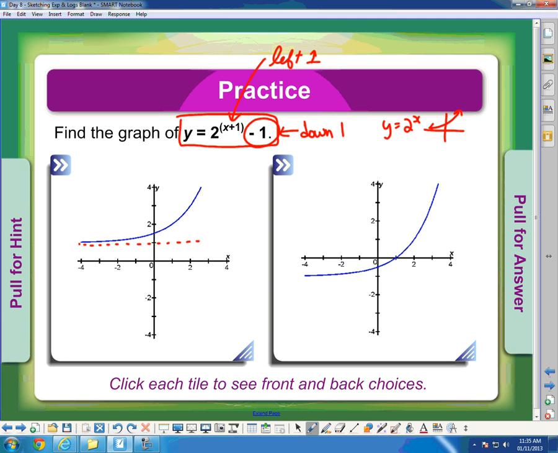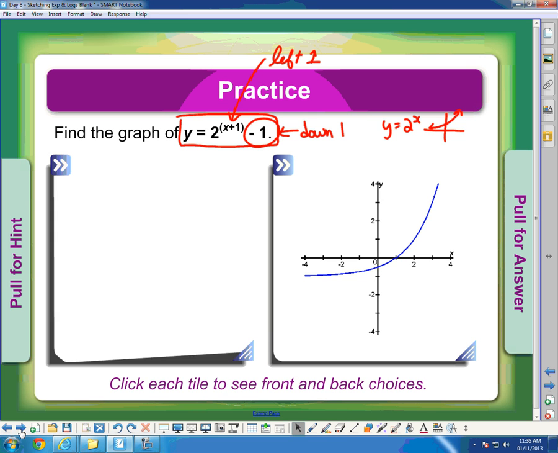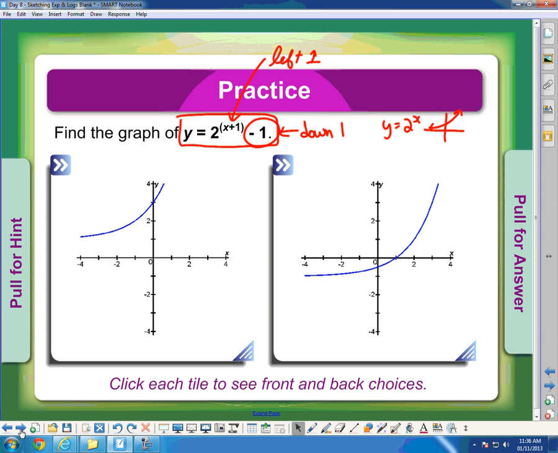So that one would be moved up 1, and I don't want that. So I don't think it's either of these graphs. What about this one over here? Well, this looks like an option. You see the asymptote is down here. So this graph is down 1. The question is, has it also moved to the left?